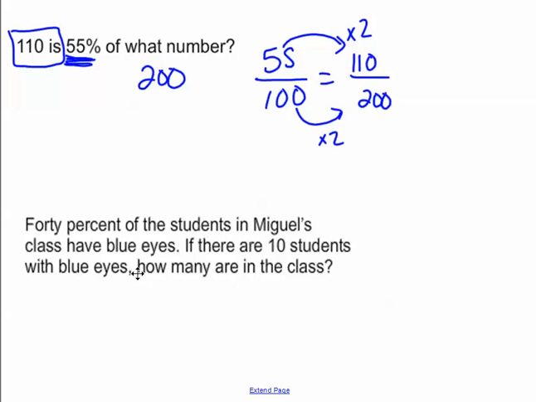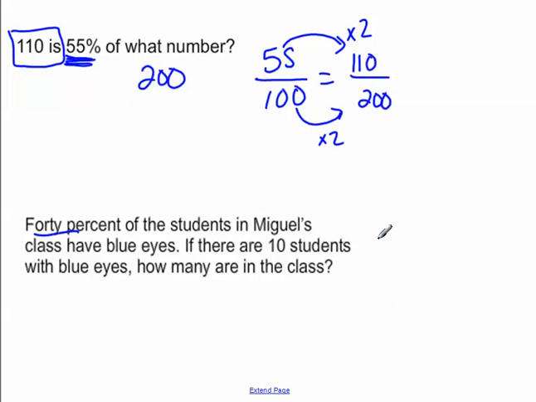All right, let's look at a word problem here. Word problems, for some of you, seem to be a little bit more difficult. So let's read this. 40% of the students in Miguel's class have blue eyes. If there are 10 students with blue eyes, how many are in the class? All right, so again, you have to think.